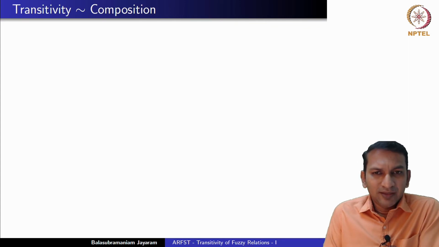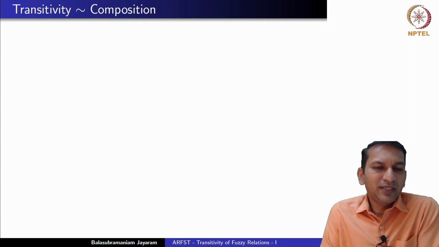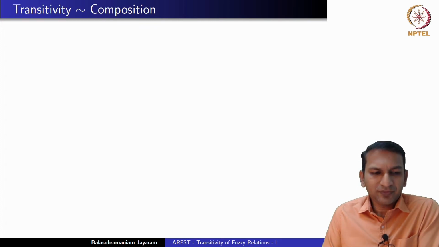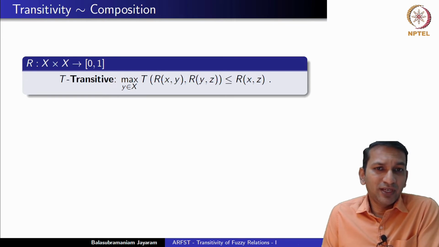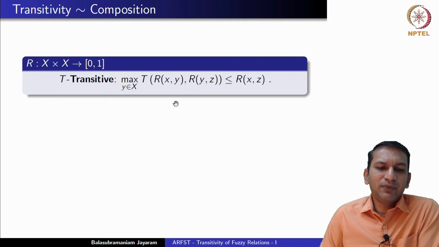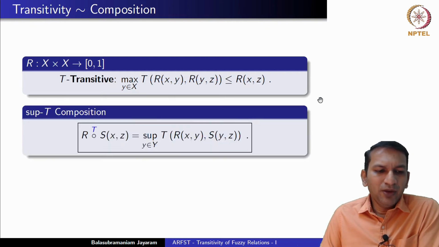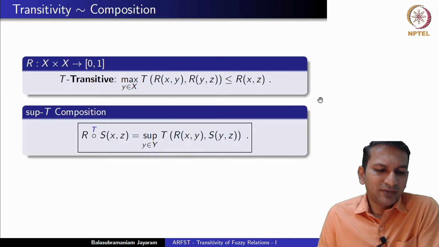Before that, the concept of transitivity itself is related to some kind of composition. Let's look at what is T-transitive. So we said that a relation, fuzzy relation, is T-transitive if this inequality holds. But now look at the sub-T composition.